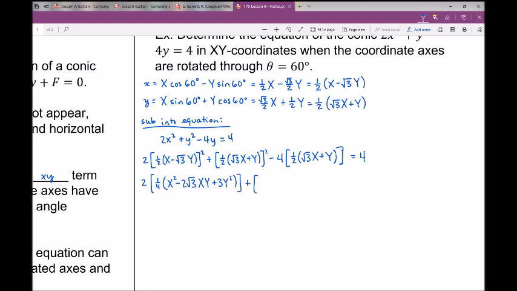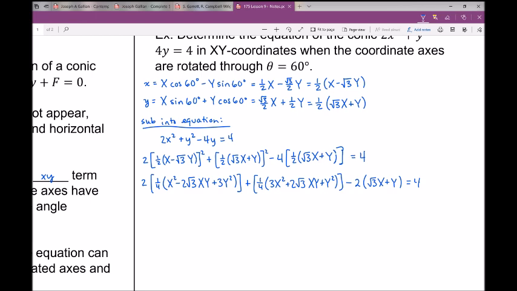Plus, now if we square the 1/2 again, we get 1/4. And then we get 3x squared plus 2 root 3xy plus y squared. And then in the last term, we can multiply 4 by that 1/2. So we get negative 2 times root 3x plus y is equal to 4. Okay? So now all we need to do is just keep distributing and add together some like terms.